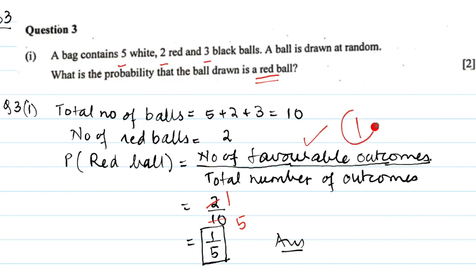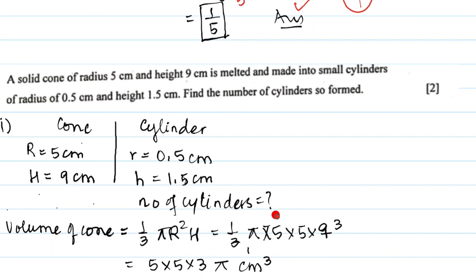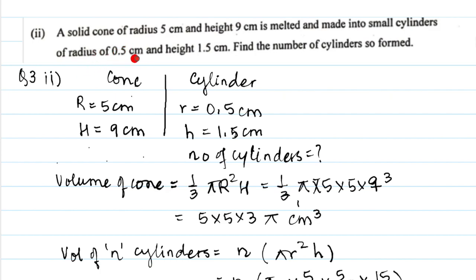So write this for 1 mark. Write this for 1 mark. That's how we get our 2 marks. If the statements are missing, the marks could be missing. Okay? Let us come to question 3, the second part.